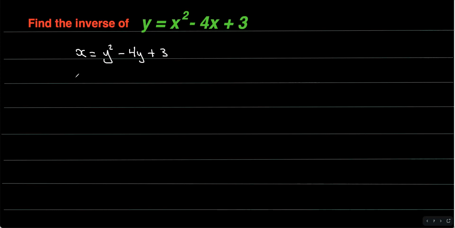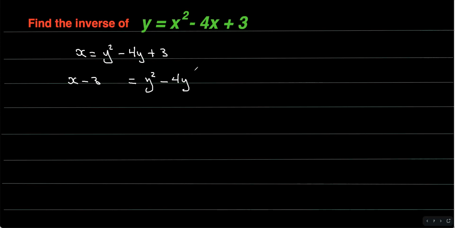So the first thing I'm going to do, I'm going to move the plus 3 to the other side, becomes minus 3, x minus 3 equals y squared minus 4y. I left a little bit of space here for a reason. Okay, so for me, I need to make this a perfect square trinomial so I could get one y out of it, and you'll see how that is.